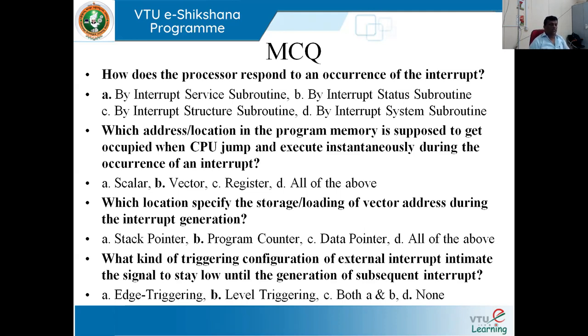Next is, what kind of triggering configuration of external interrupt intimates the signal to stay low until the generation of the subsequent interrupt? Is it edge triggering or level triggering or both or none? So it is level triggering, right? By use of level triggering, the external interrupt intimates the signals to stay low.